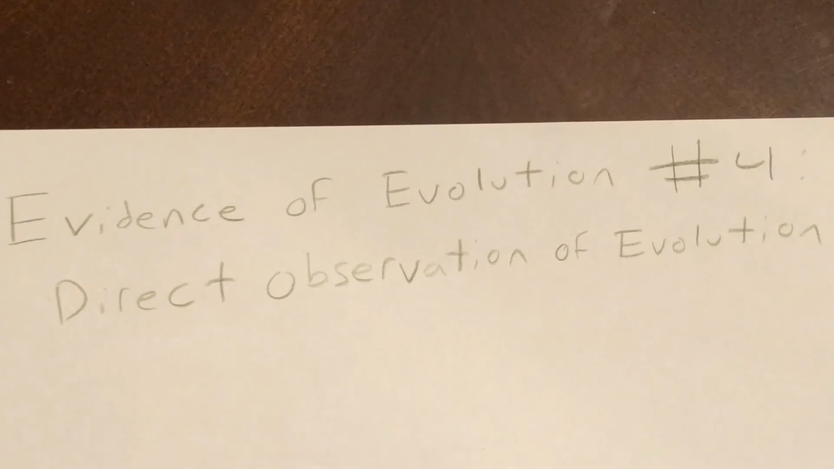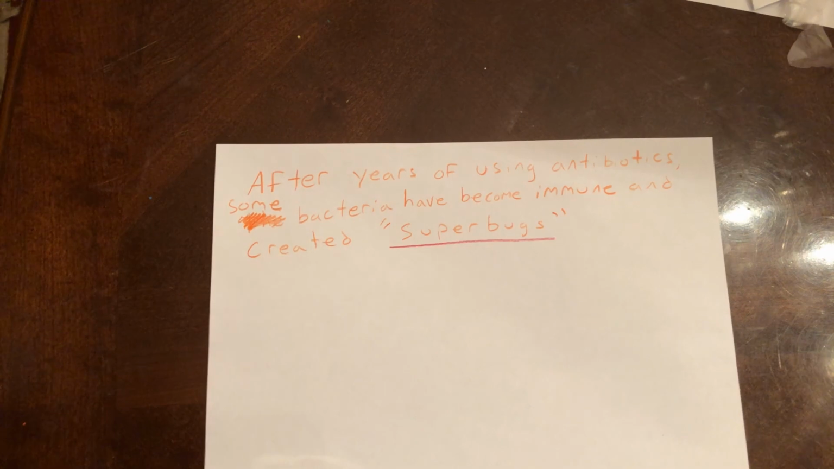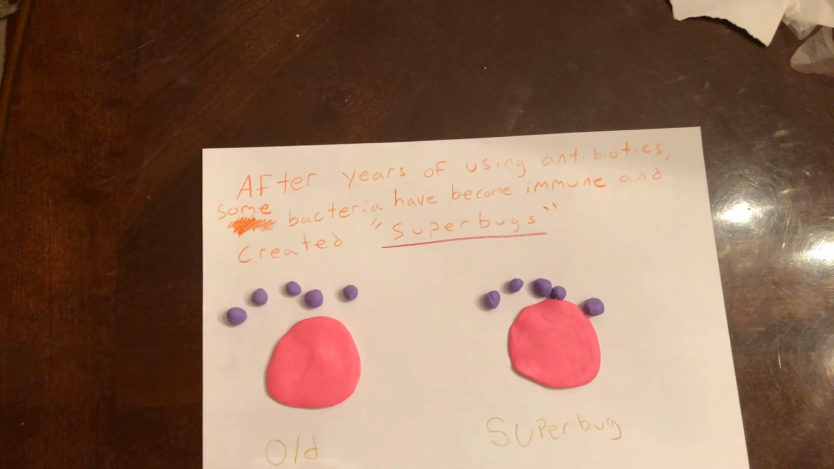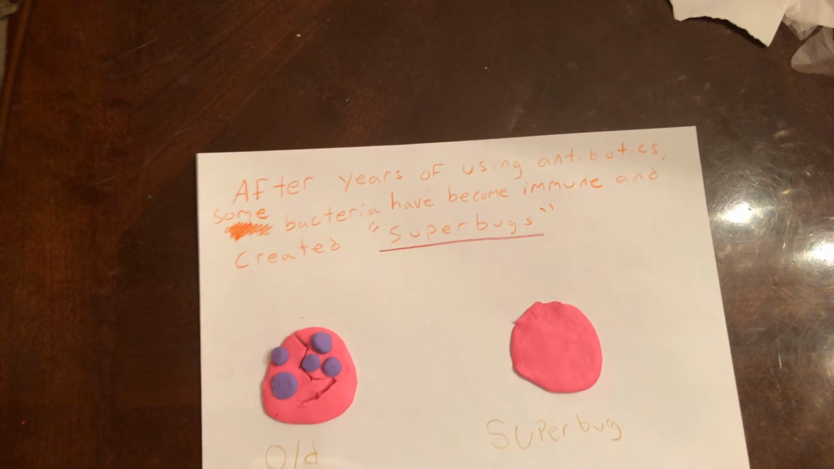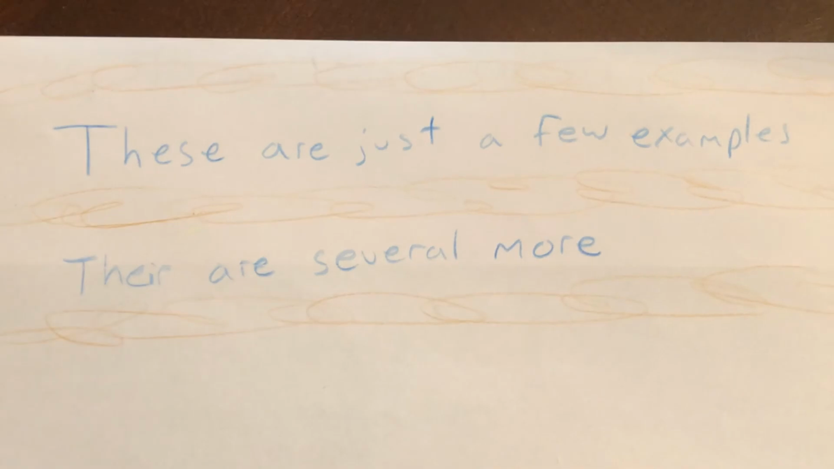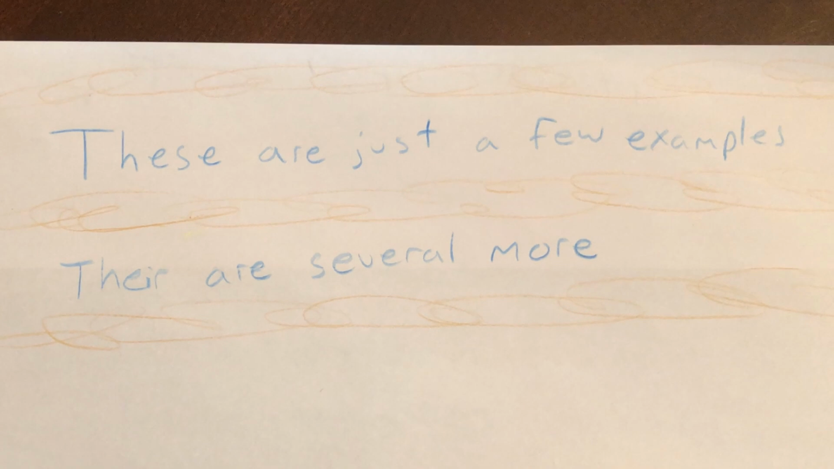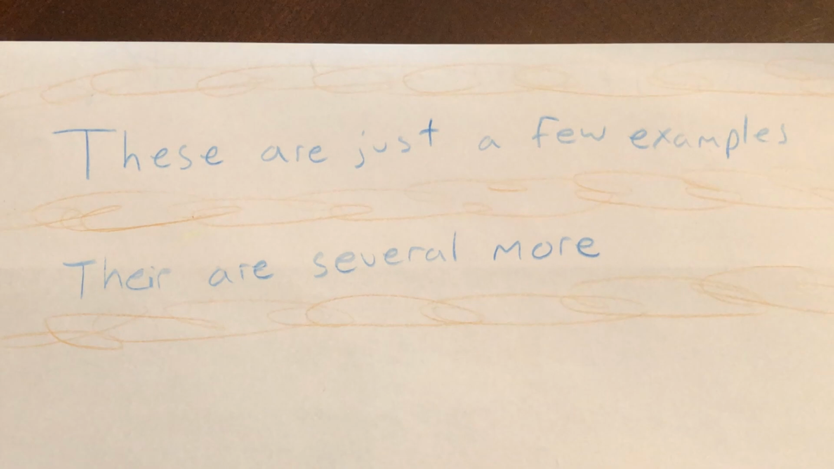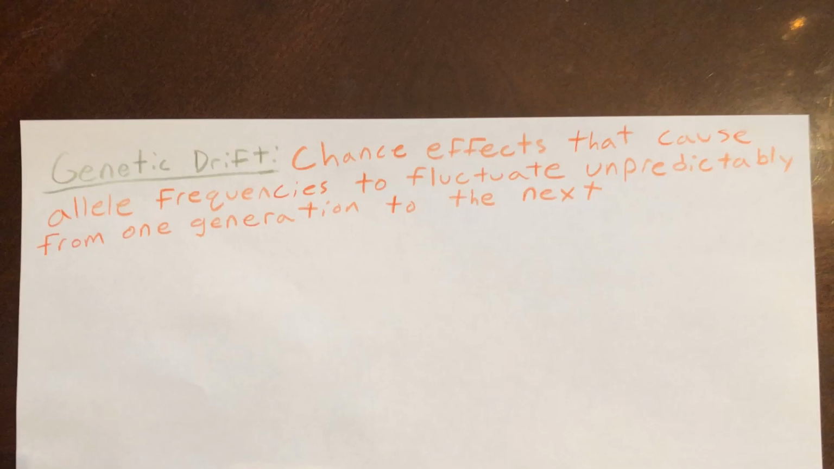The last piece of evidence is direct observation. After years of using antibiotics, bacteria become resistant and create superbugs. Here's the old one. There's a new superbug, and it doesn't die with the antibiotics. These are just a few examples of evolution. There are several more, too many to count, and definitely too many to put in this stop motion.